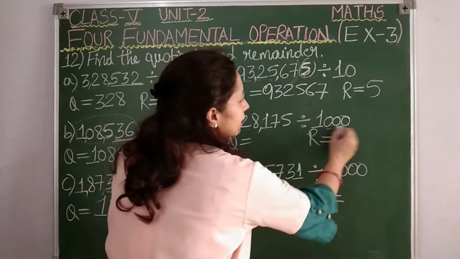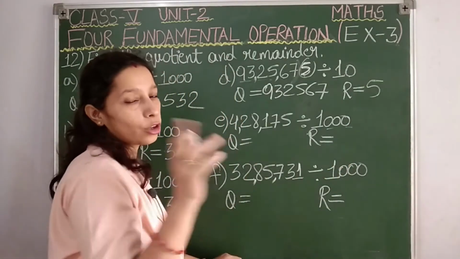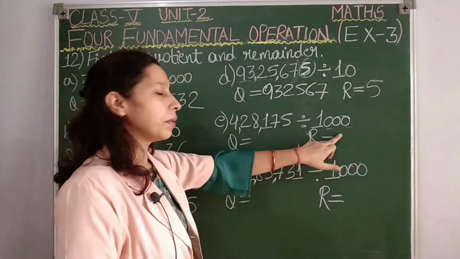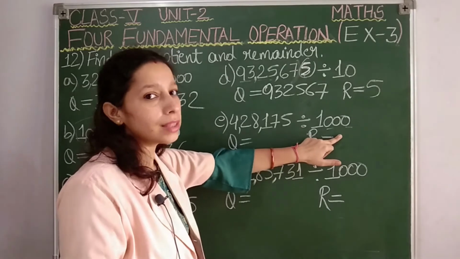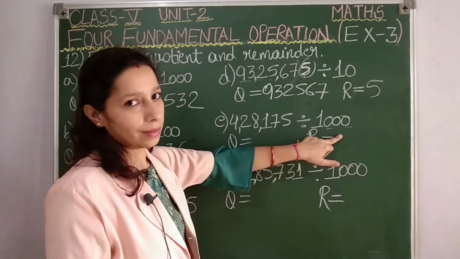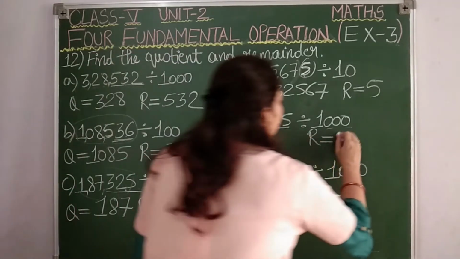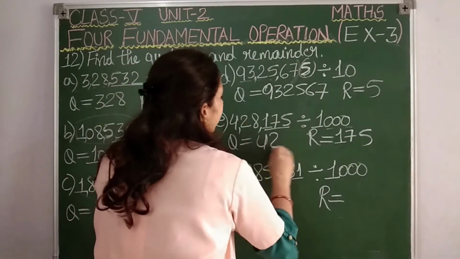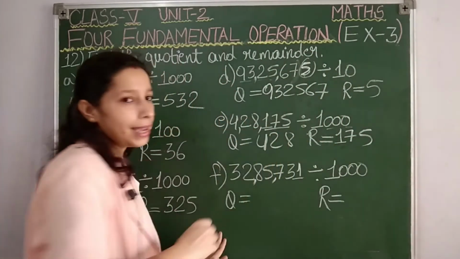Let us see how many zeros: 3 zeros. What will be the remainder? You are going to answer. Can you tell the remainder, students? If the number is divisible with 1000, 1000 ends with 3 zeros. So what will be the remainder? The remainder will be the last 3 digits, 175, and your quotient will be the rest of the digits, 428.